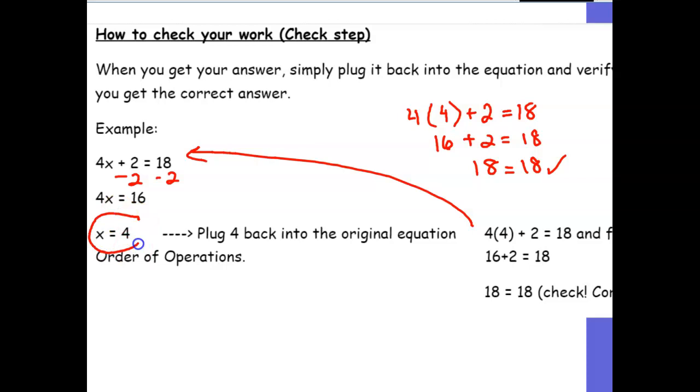Your answer is x is equal to 4. Your answer is not 18. That's just used to do the check step.